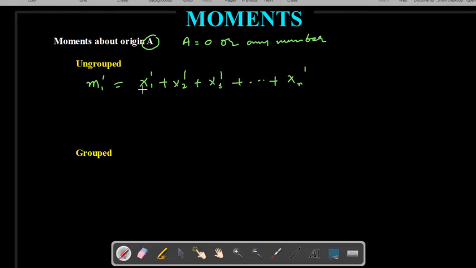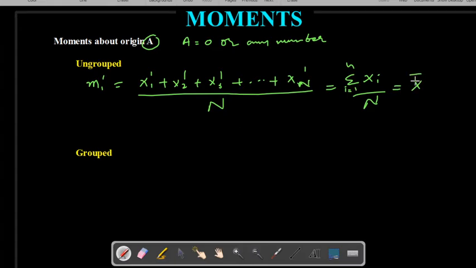Each is taken once at a time, whole divided by the number of terms. That is capital N terms, so this is capital N. This is the same as summation xi, i equal to 1 to n, divided by capital N. This is the same as your x bar. So first moment is always your mean. So remember this: first moment is always mean.